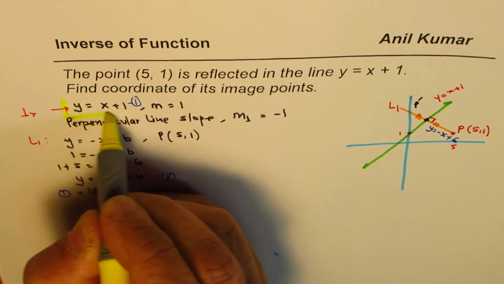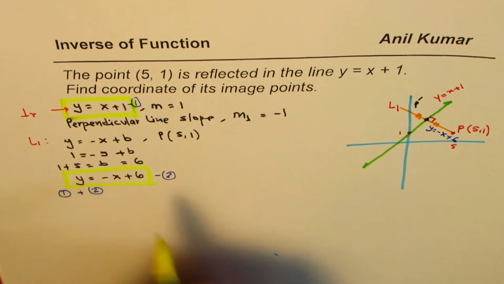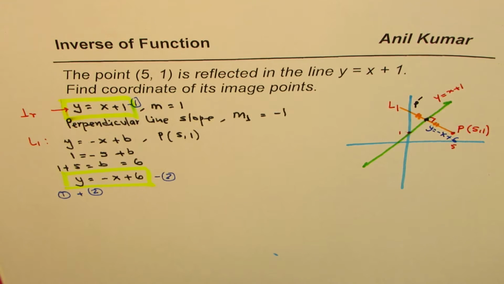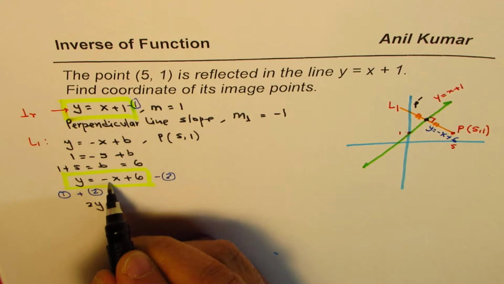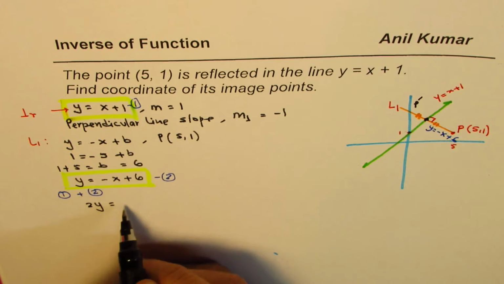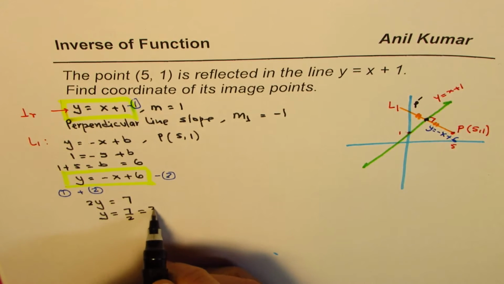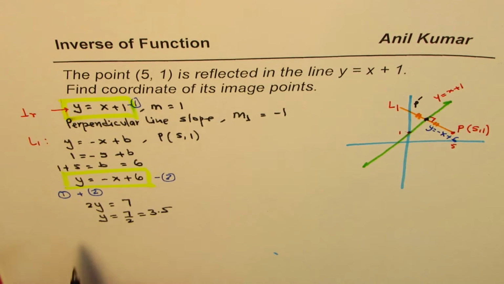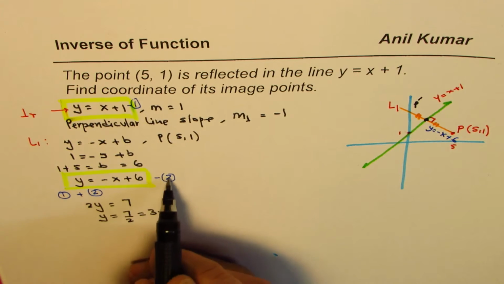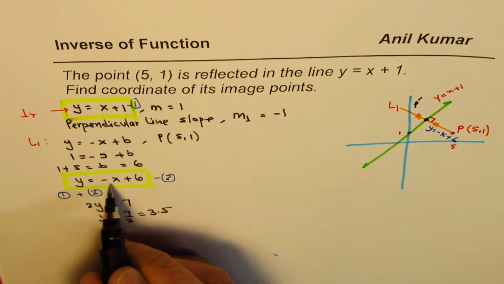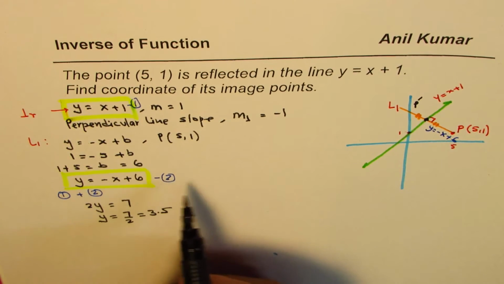So equation 1 is this one for us, and equation 2 is this one for us, right? So we are going to add them. If we add, we get 2y equals minus x plus x cancel out, plus 1 plus 6 is 7. So y equals 7 over 2, which is 3.5, right? So y is 3.5. And if I substitute y as 3.5 in equation number 2, then we can find x, right? So the idea is to find x.